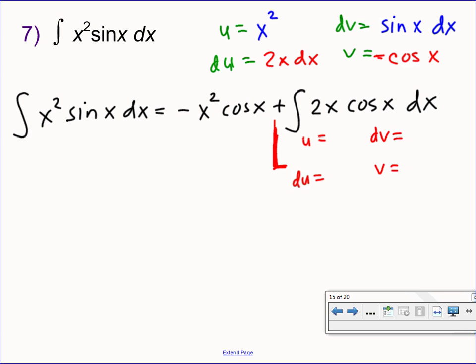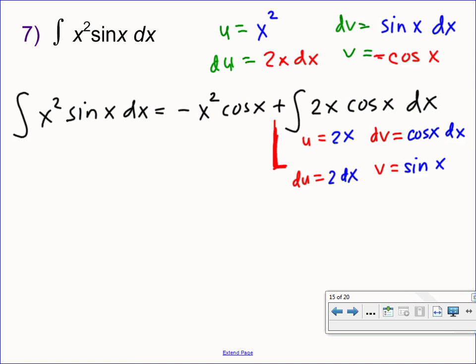All right, so what are we doing for u? 2x, algebraic. What are we doing for dv? Good. Du then is 2 dx, and v then is sine of x, straight up, no sign change. You guys good? All right, let's do it.